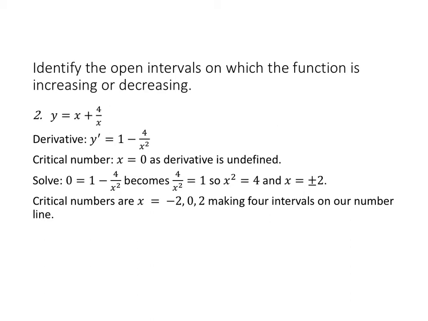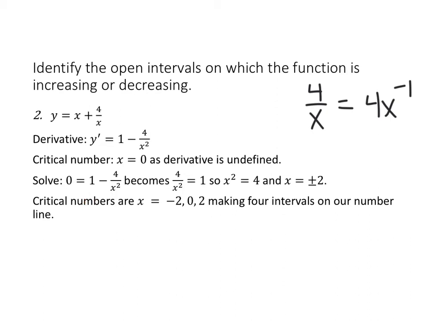Let's try it again. If y equals x plus 4 over x, the derivative is 1 minus 4 over x squared. Quick little reminder that 4 over x is the same as 4x to the -1, and that's how we find our derivative. One critical number where the derivative is undefined is when x equals 0. Notice that is not in the domain of the original function, but it's not in the domain of the derivative either.